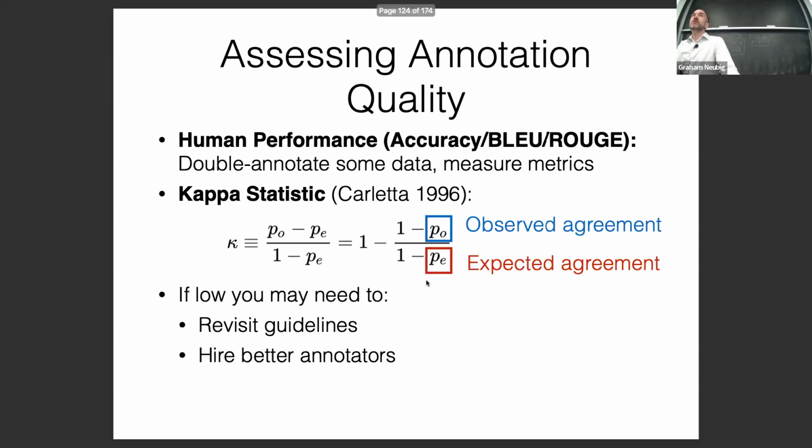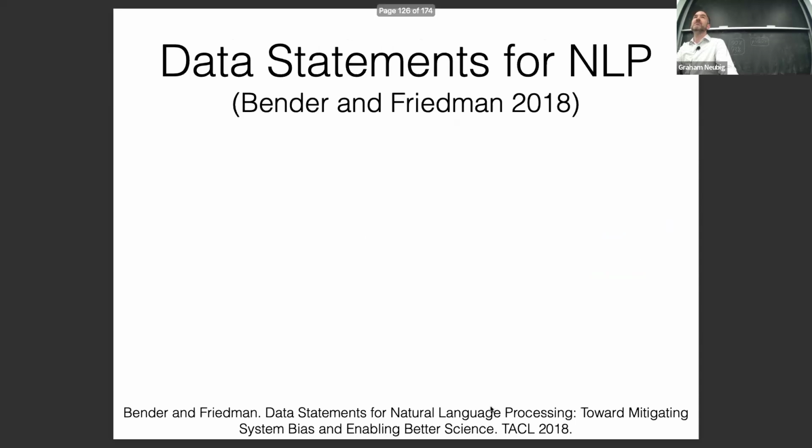So if it's low, you may need to revisit guidelines, hire better annotators, or rethink whether the task is possible at all or not. And some tasks are just impossible. They're very hard for annotators. To give one example, annotators are really horrible at identifying fake reviews. Even if you hire annotators to identify fake reviews, they're bad at doing that. So you're not likely to get high agreement.